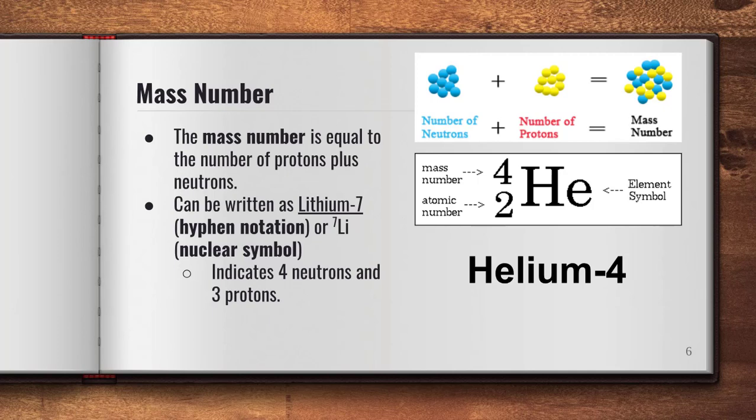Take a look on the right here. We also have one for helium-4 in 2 different notations. The hyphen notation is given at the bottom, helium-4, indicating that there are 2 protons, and since 2 plus 2 is 4, we have 2 neutrons. It's the same with the nuclear symbol up at the top. We have the element symbol, the mass number is 4, and the atomic number is 2. So this atom of helium contains 2 protons and 2 neutrons. Remember that the number of protons plus the number of neutrons is equal to the mass number.